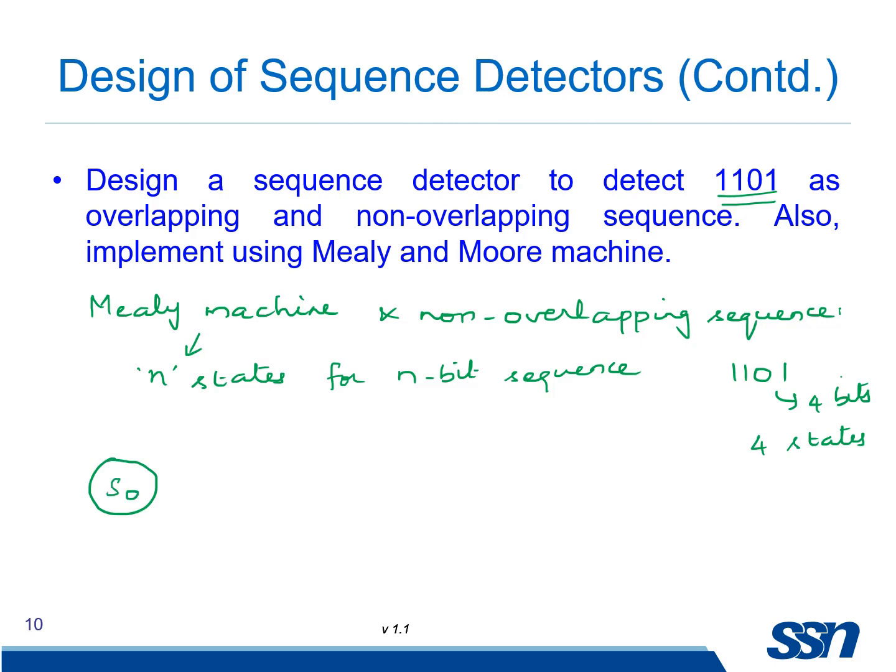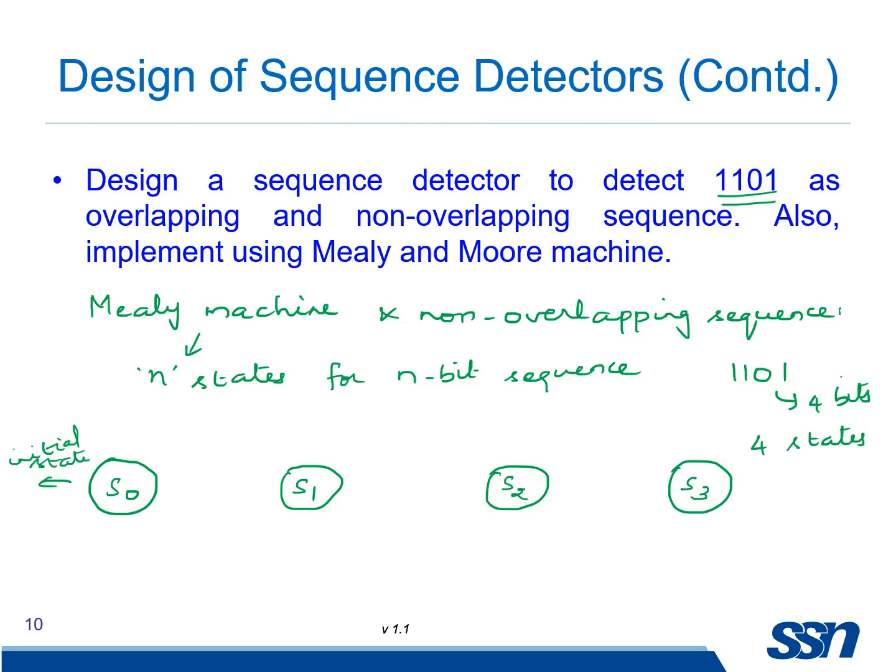S0, S1, S2 and S3. So this S0 is my initial state or the preset state. Now we are to detect sequence 1101.